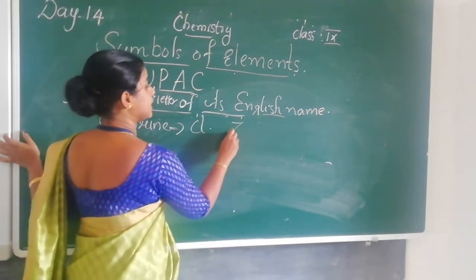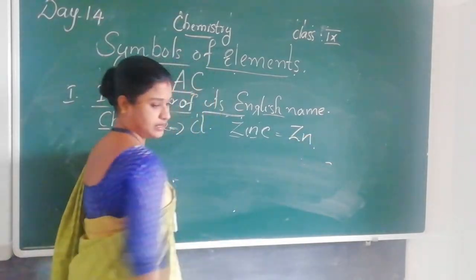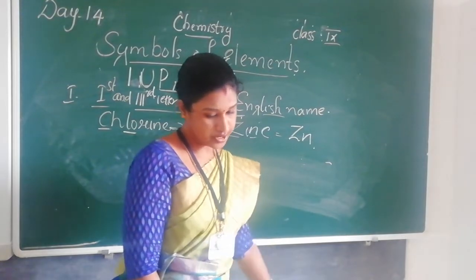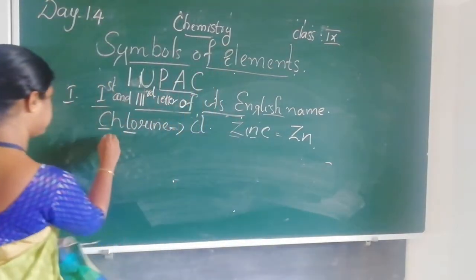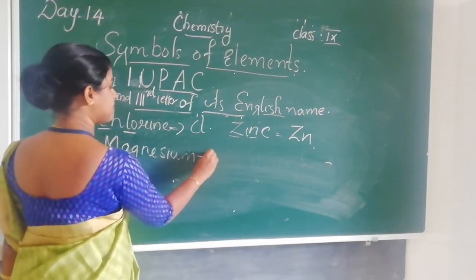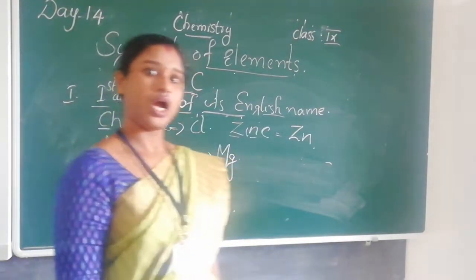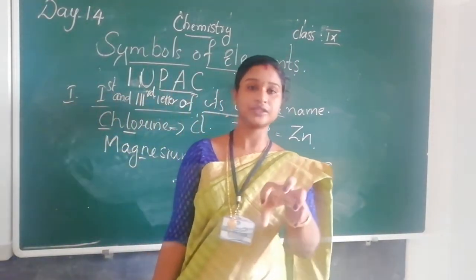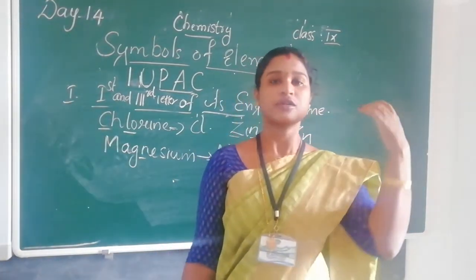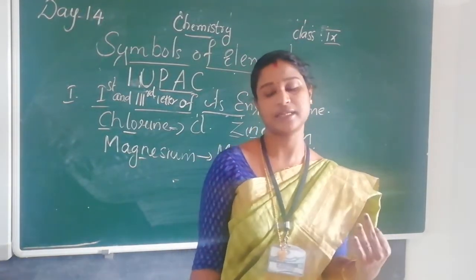Okay, then zinc, Z and N. First and third letter of its English name. Then magnesium. First letter is M, third letter is G. So MG. Okay, so this is the way we represent the symbols of different elements. So what is first? First letter. Second one is first and second. Third one is first and third.